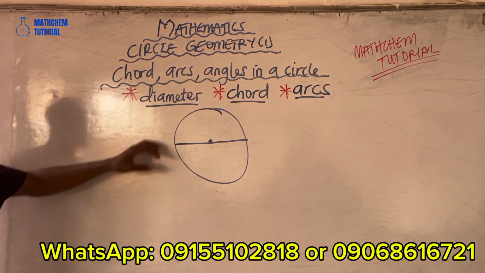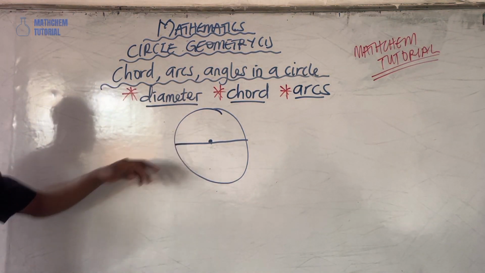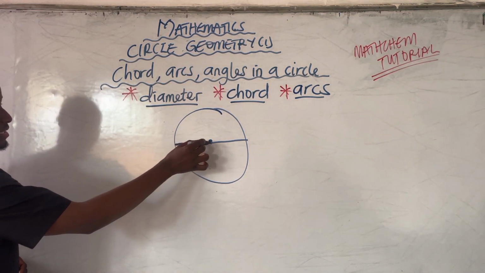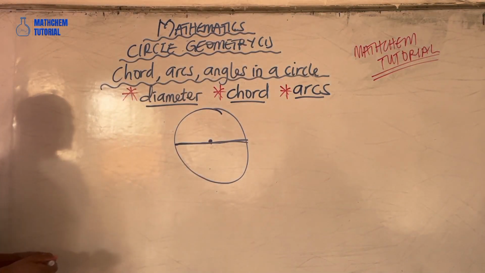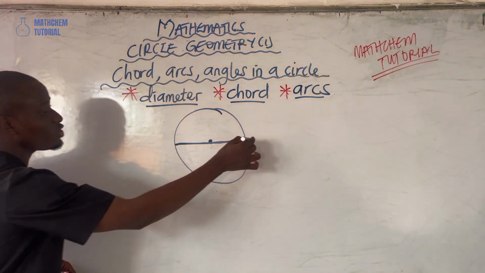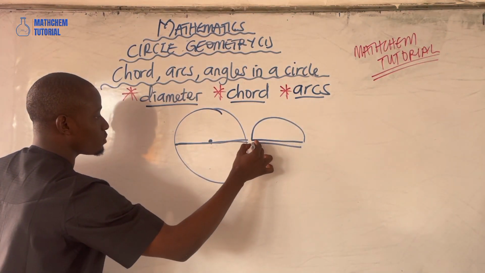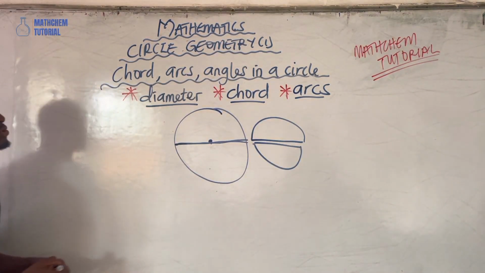This particular example on the board now is a line of diameter, because a diameter is a line that will pass through the center. It will definitely pass through the center. That's diameter, meaning that it cuts this circle into two equal halves, something like this, one and also one. So this is a diameter.